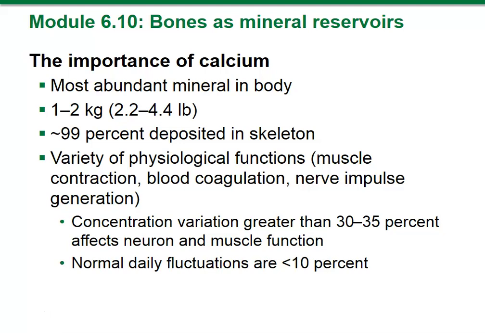But even if you change just a little bit of the variation, it can affect how your neurons and muscles work. We'll talk about some of those disorders also. Normal daily fluctuations are less than 10%, so you shouldn't see much more than that when it comes to the amount of calcium.